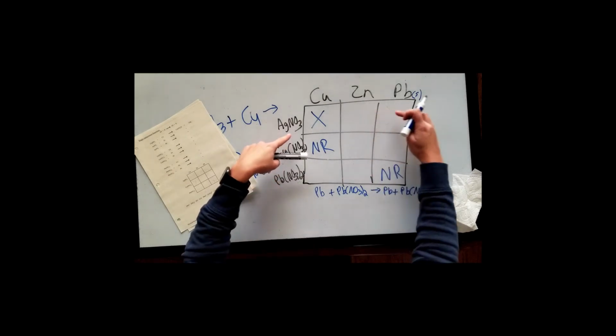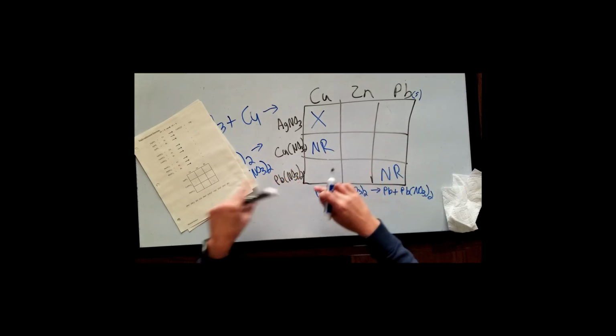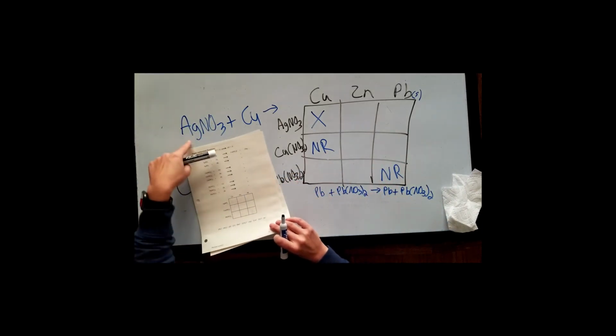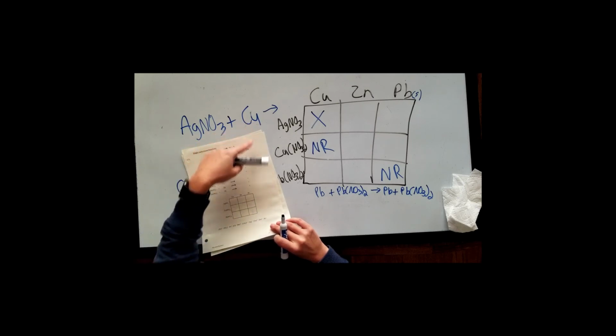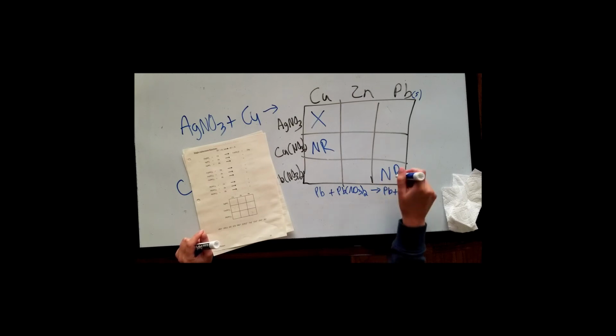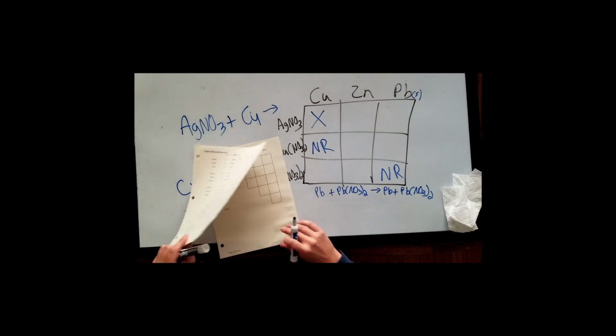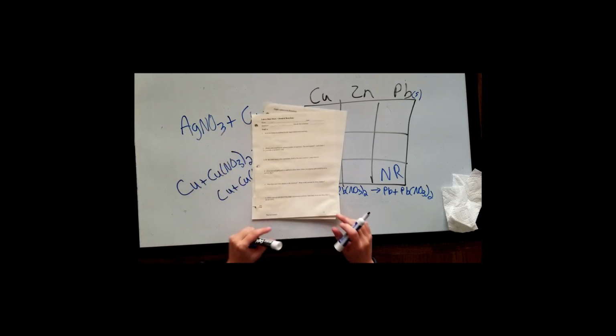To figure out the rest of these, refer to the PowerPoint video. I will have each heading with the reactants in the heading so that you know exactly what reaction you're looking at. If a reaction happens, you'd put an X there. If a reaction doesn't happen, you would write NR. And then you'll be using this to answer the rest of the questions for experiment 6.